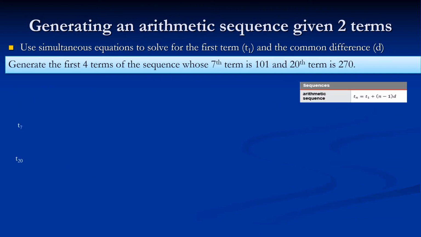Okay, the next one is to generate an arithmetic sequence given two terms. And this is where we use simultaneous equations to solve for the first term and the common difference. So we want to generate the first four terms of the sequence. So it's one sequence, but we know the 7th term and we know the 20th term. The 7th term is 101 and the 20th term is 270.